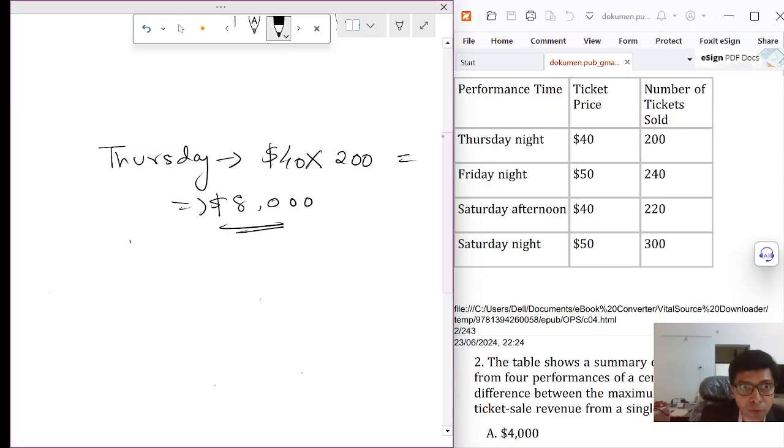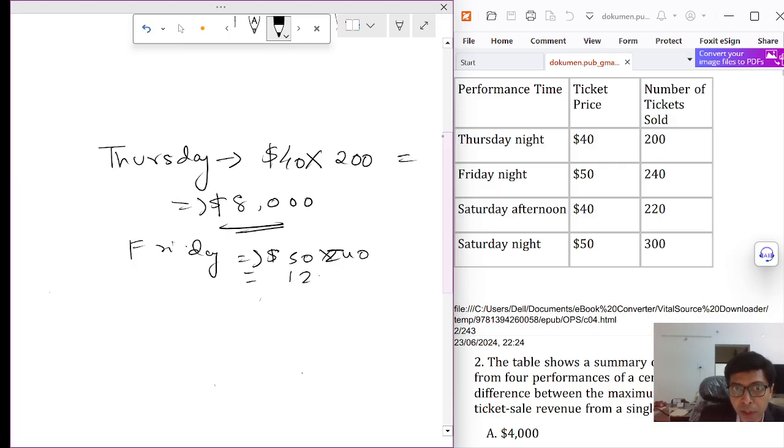Similarly, for Friday, what is my ticket sale revenue? It is 50 into 240. 24 into 5 is 120, and with the zeros, that is $12,000. So that's the revenue on Friday.